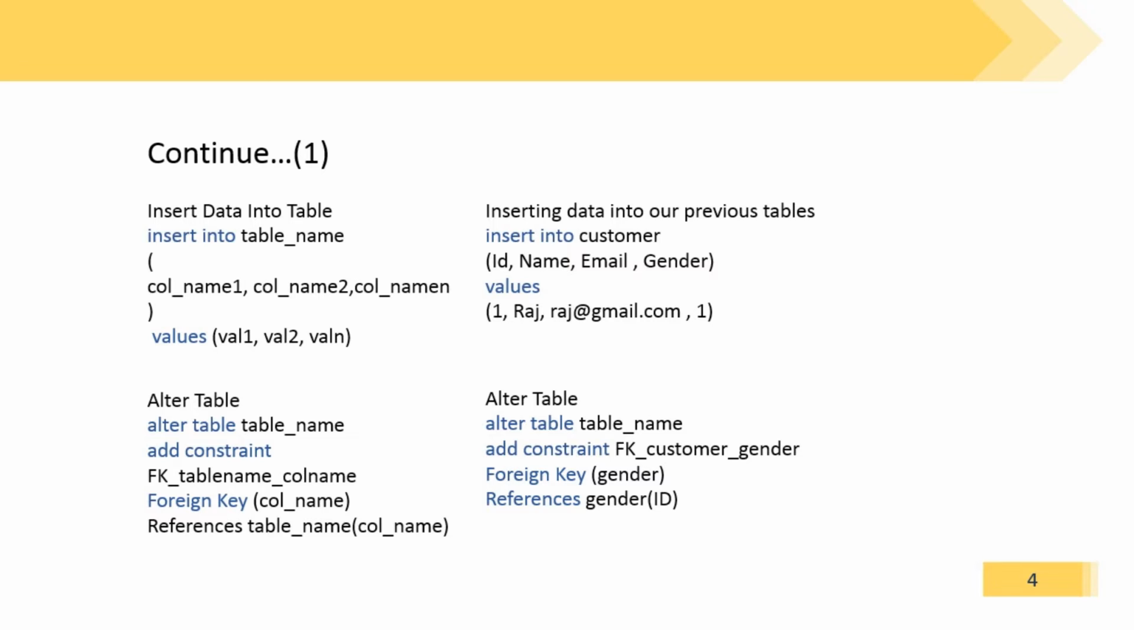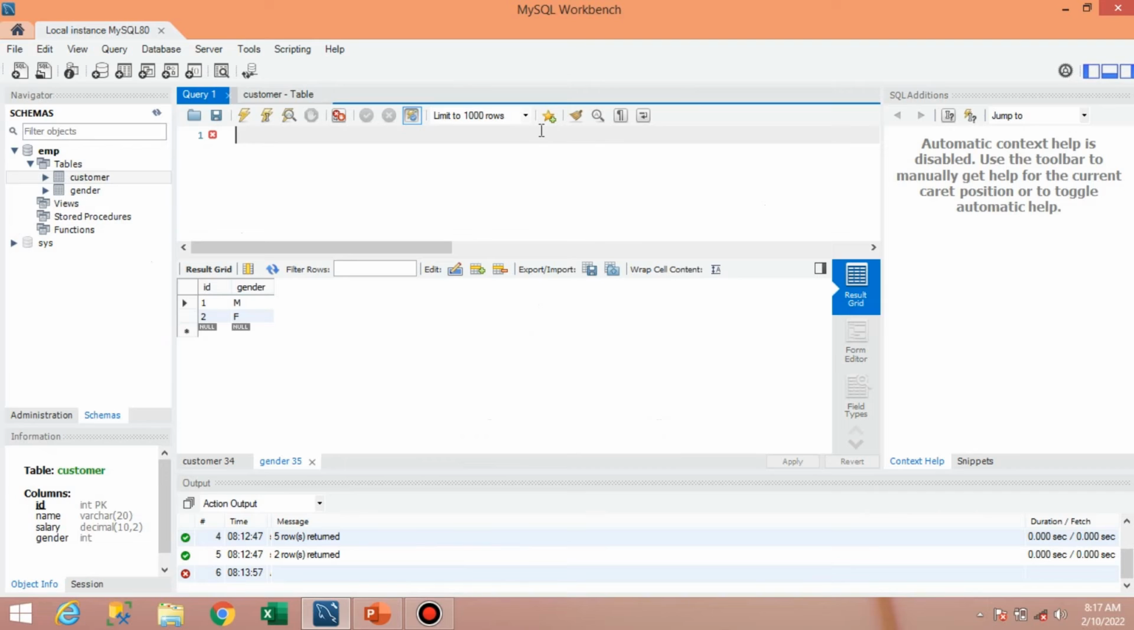So let us see how to add a foreign key constraint in the customer table using a query. To add a foreign key constraint, I'll alter the table first. Alter table, and the table name customer I'm going to alter here. And I'll type add constraint here, and I'll give a constraint name.